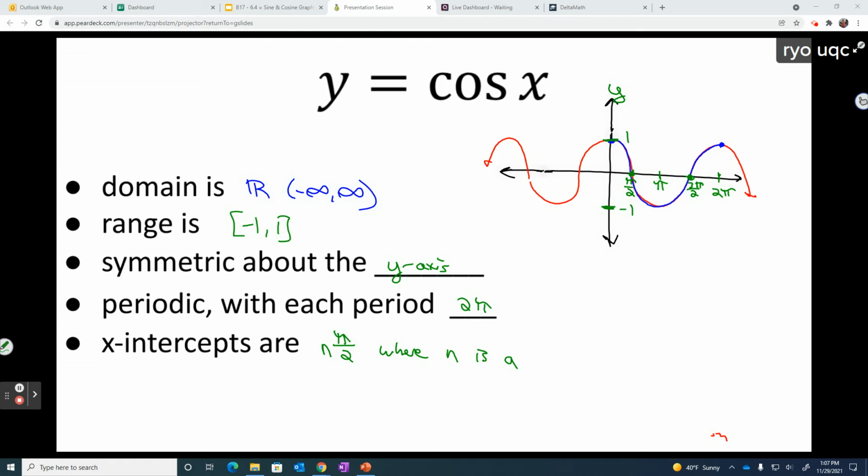What type of integers does it work for? Well, it has positive and negatives, but not all positives. No. 1 pi over 2, 3 pi over 2, 5 pi over 2, 7. Yeah, odd numbers, right? Where n is an odd integer. So that includes positive and negative odd numbers.